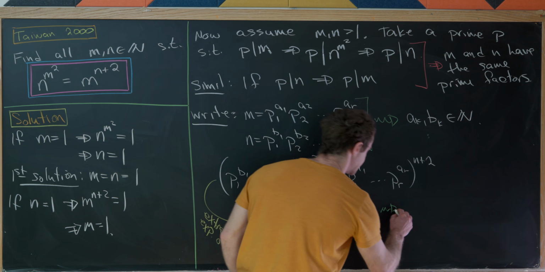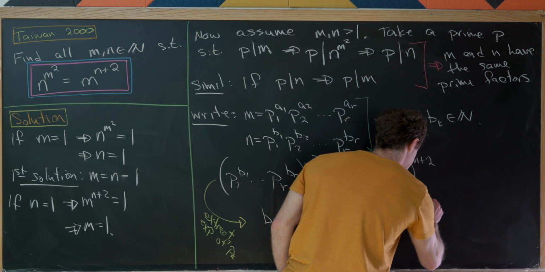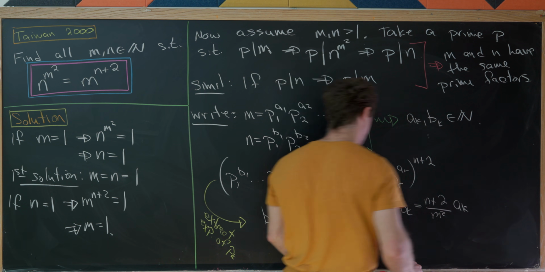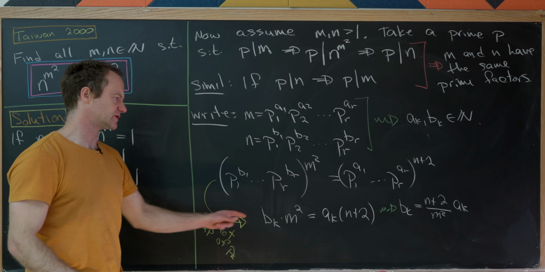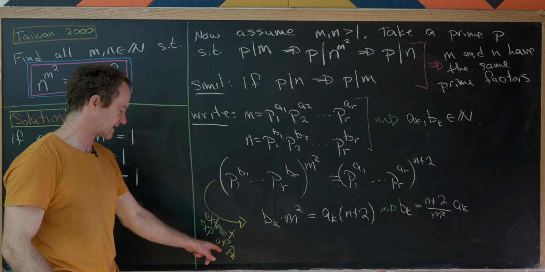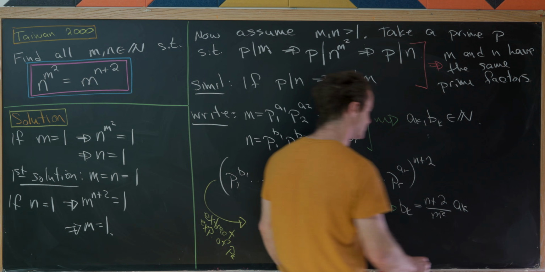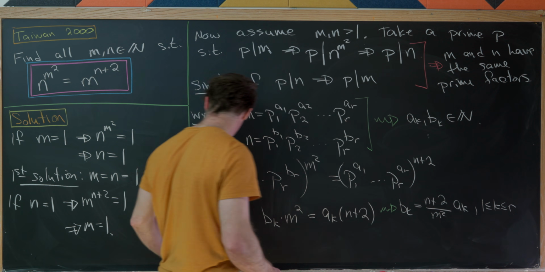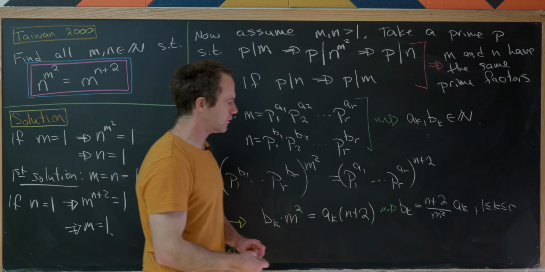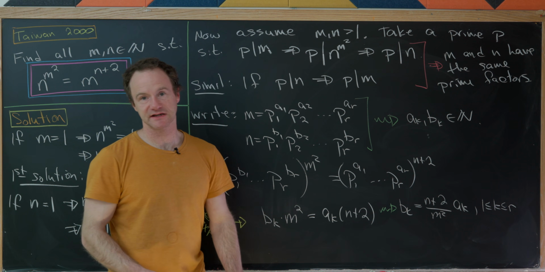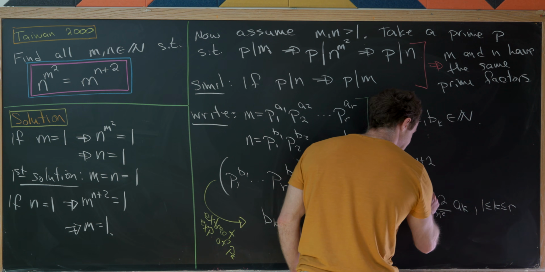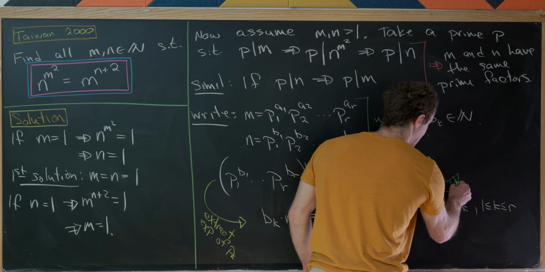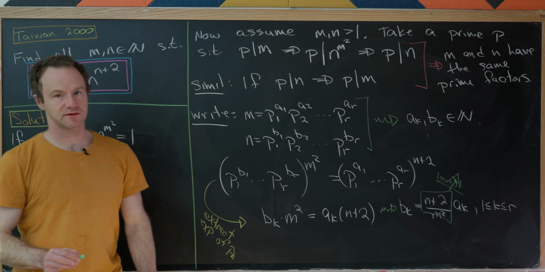And notice that that means we can write bk as (n+2)/m² times ak. And since all of these were chosen arbitrarily by taking the exponent of p to the k, we know this must be true for all k between 1 and r. Okay, but now we've got a rational number times ak is equal to bk, so we might as well take this rational number and put it in lowest terms. That'll simplify our calculation.